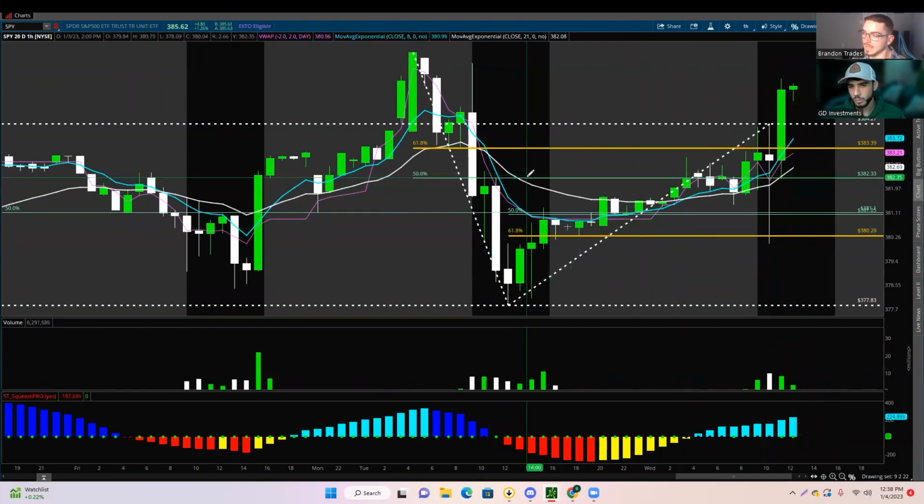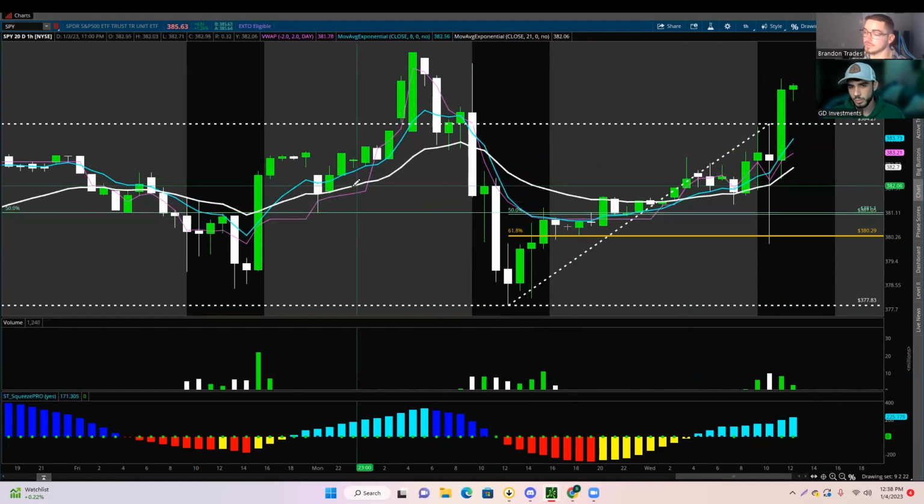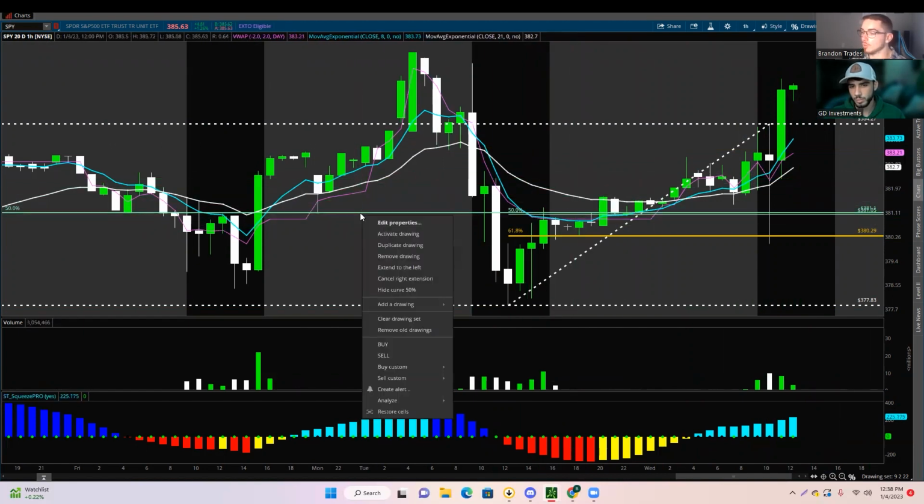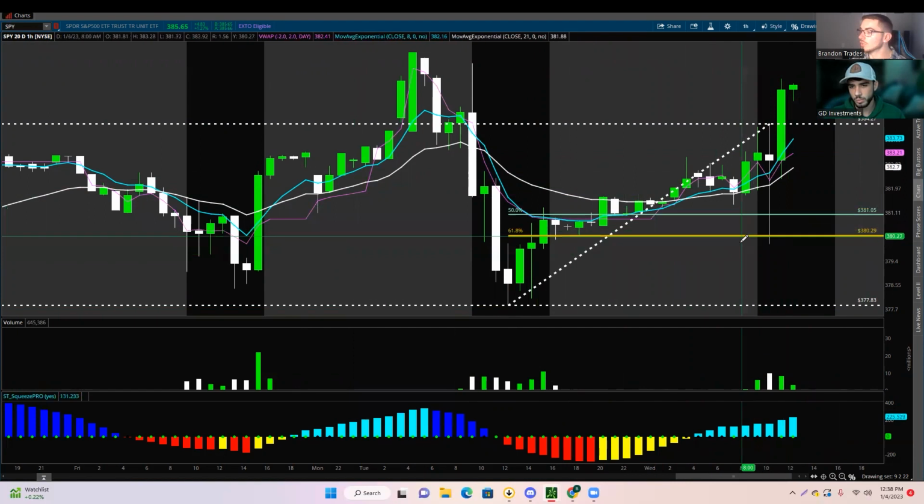And again, ideally, I like that 61.8. That is my bread and butter. That's where I noticed the most bounces and rejects happen. So I was very, very interested in this 380.3 down to 380, just because 380 was or has been a very strong support and resistance zone.